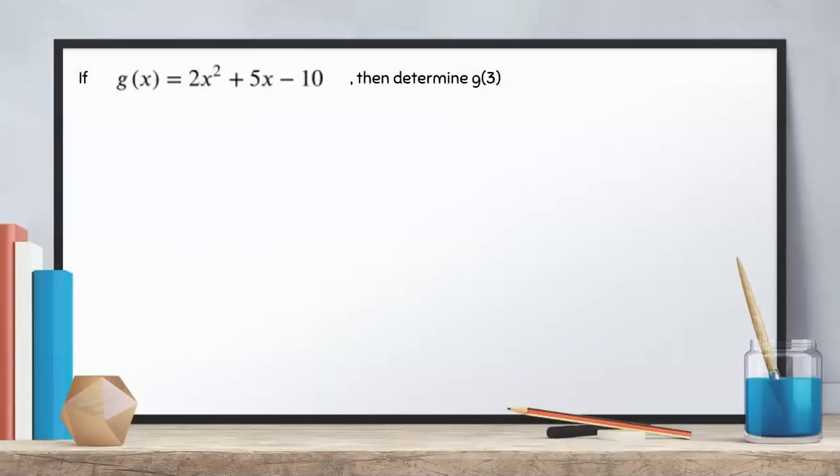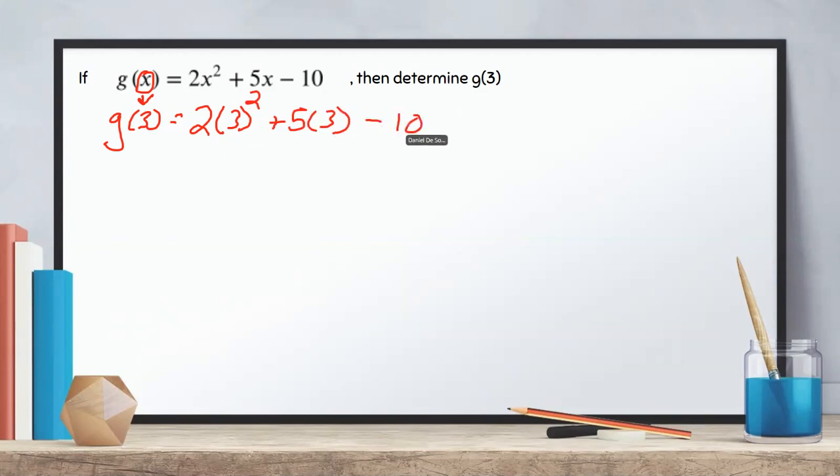Okay, if g of x equals 2x squared plus 5x minus 10, then determine g of 3. Well, g of 3, if you notice, I replaced x with 3. So that's what we're going to do in this equation. So it's going to be 2 times 3 squared plus 5 times 3 minus 10. All this means is replace x with 3. That's all it means.